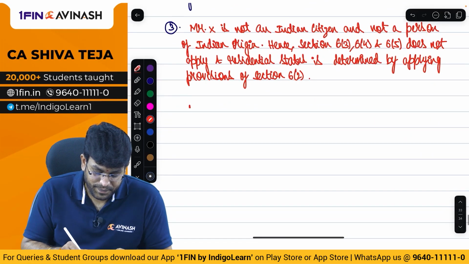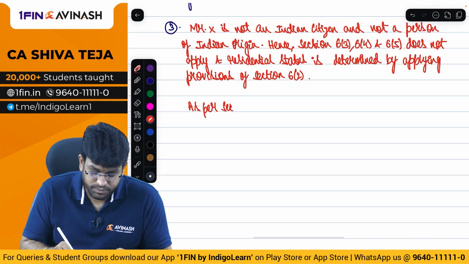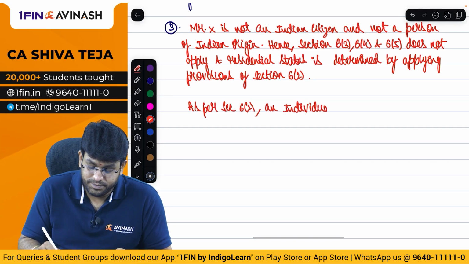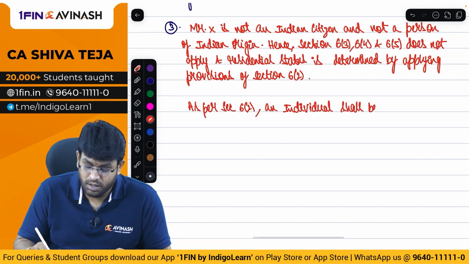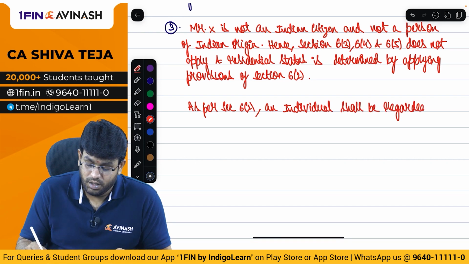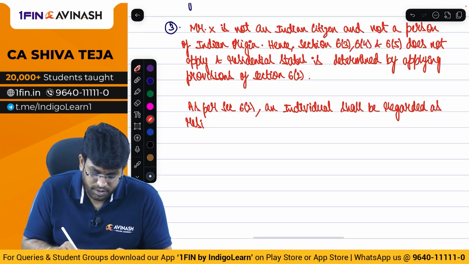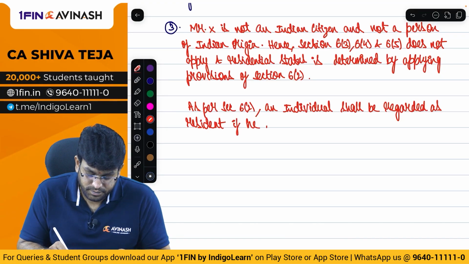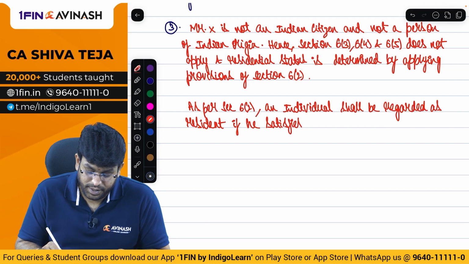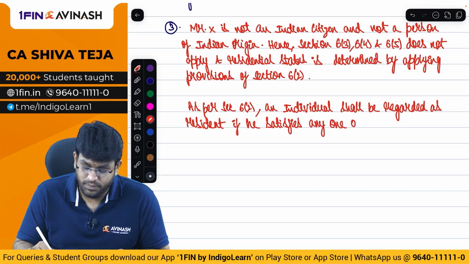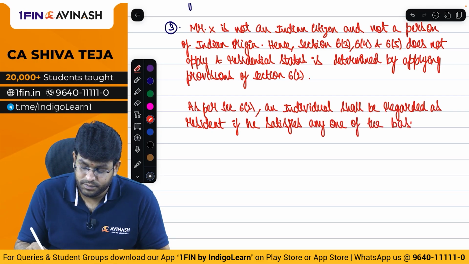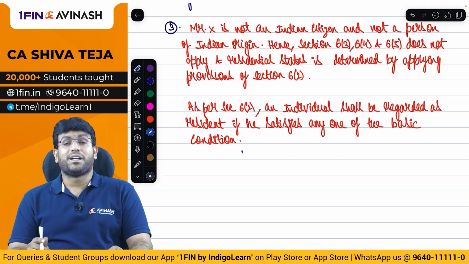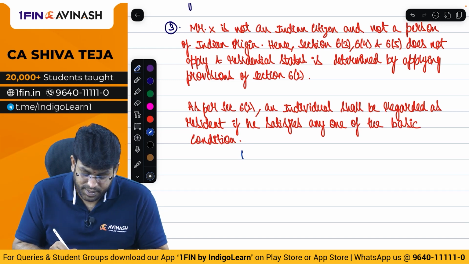And what is the line next? As per section 6.2, an individual shall be regarded as resident. Come on, friends, what is the line? An individual shall be regarded as resident if he satisfies any one of the basic conditions. Now tell me, my dear friends, what is given in the question.